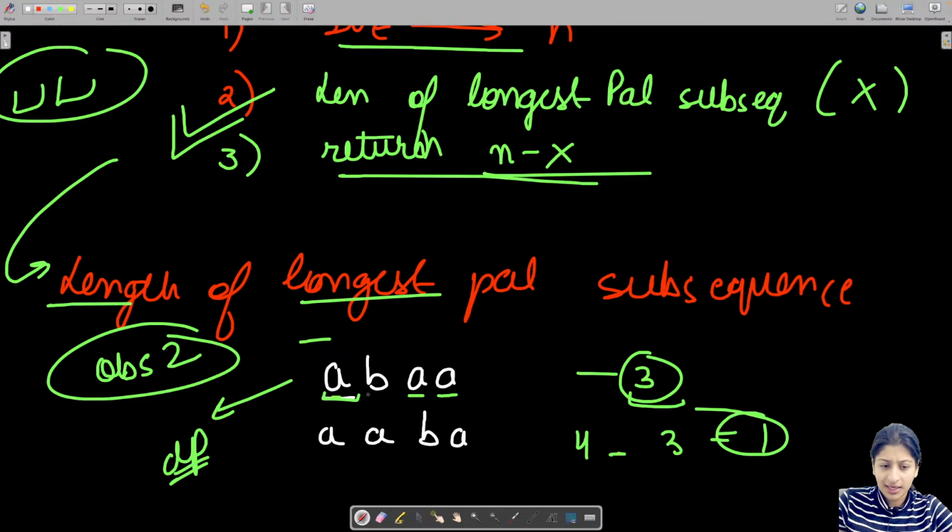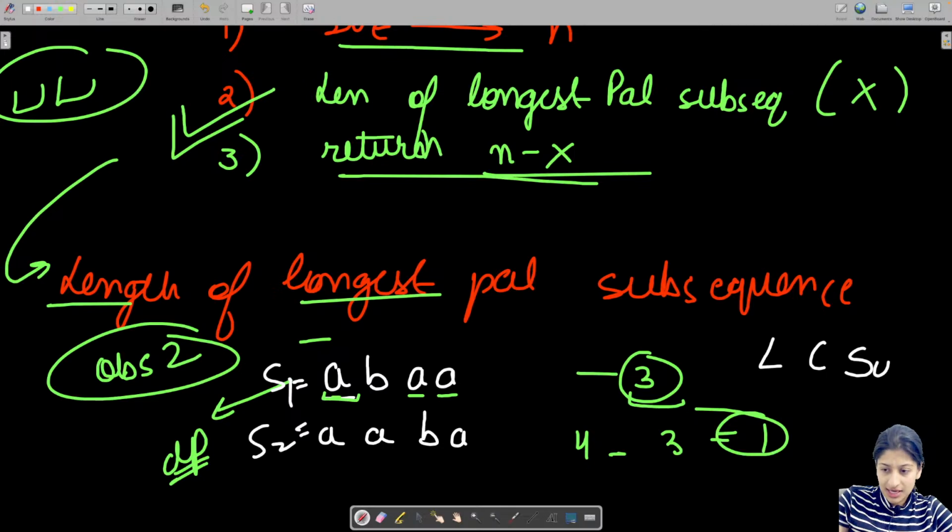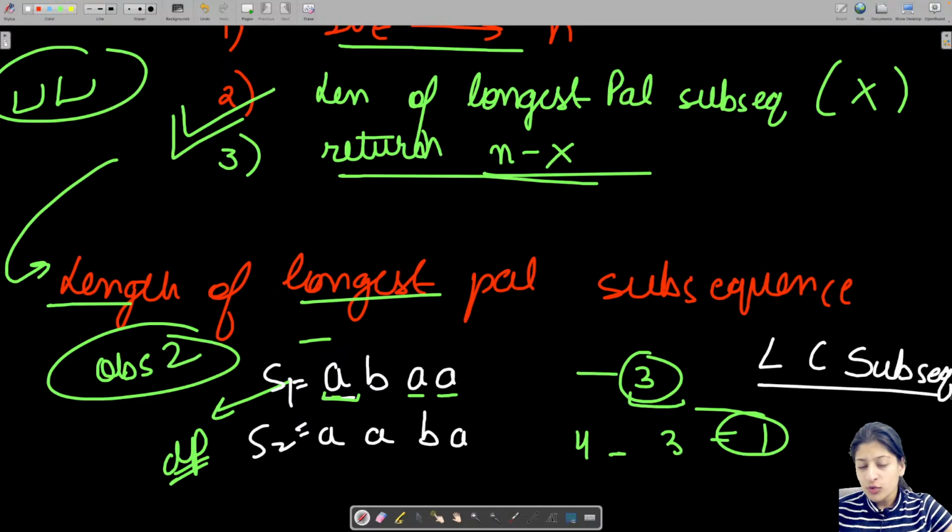Now tell me one thing. You got two strings S1 and S2, right? Can you not find the longest common subsequence in these two strings? And why am I asking you to go the LCS way? Because these two strings will only have those characters in common which will be the palindrome in this string. So the palindrome in this string was triple A, right?